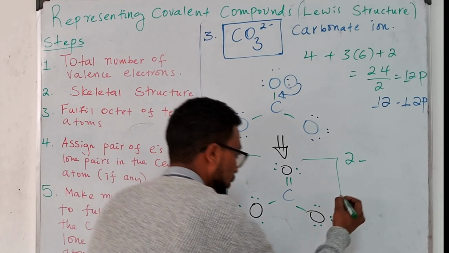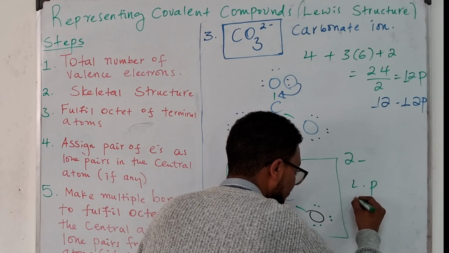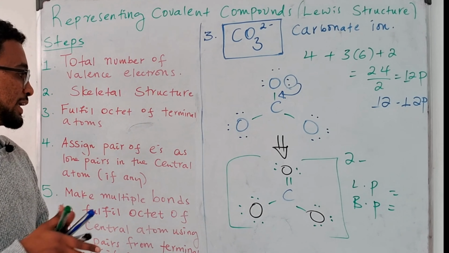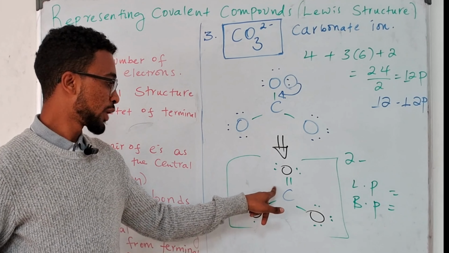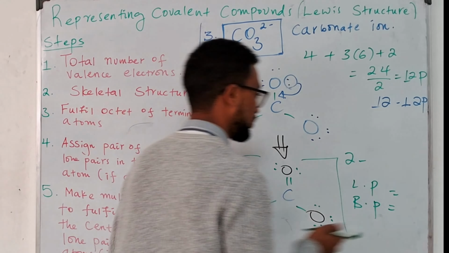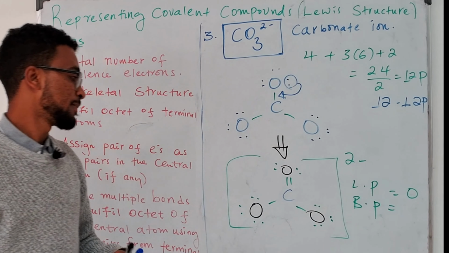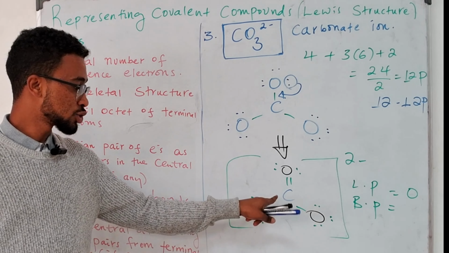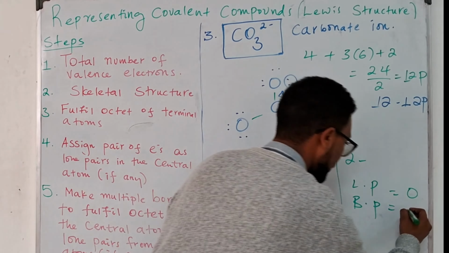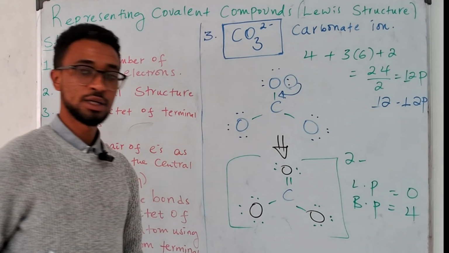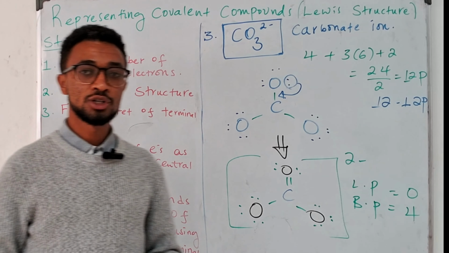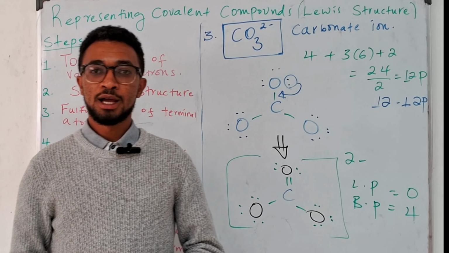Now what is left is to determine the number of lone pair electrons and bonding pair electrons. How many lone pairs of electrons do we have? Do we have any lone pairs of electrons around the central atom? No. So I put 0 as lone pairs. And how many bonding pairs do I have? 1, 2, 3, and 4. I have 4 bonding pairs and 0 lone pairs in this case. This is how you write Lewis structures of covalent compounds.